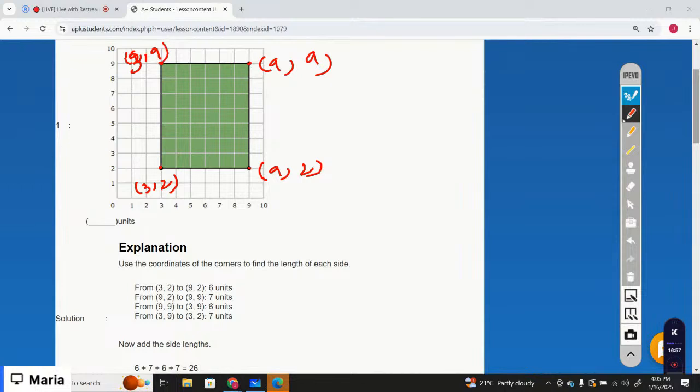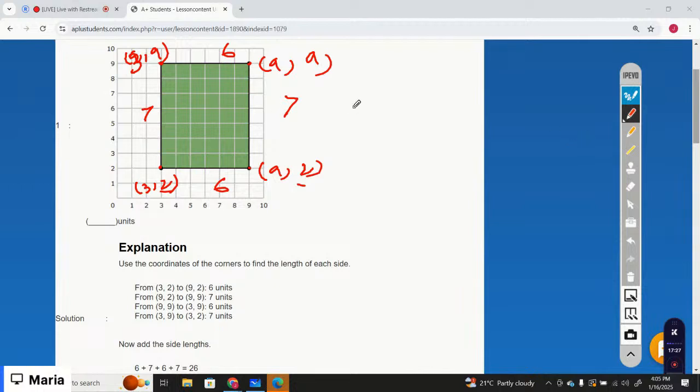How do we calculate the side lengths? For example, we need to calculate the side length of this side, right? They have the same y coordinate, so you need to calculate the difference of their x coordinates, right? 9 take away 3, that is 6. Here you need to calculate the difference of the y coordinates. 9 take away 2 is 7. 9 take away 3 is 6. Distances are always positive. 9 take away 2 is 7.